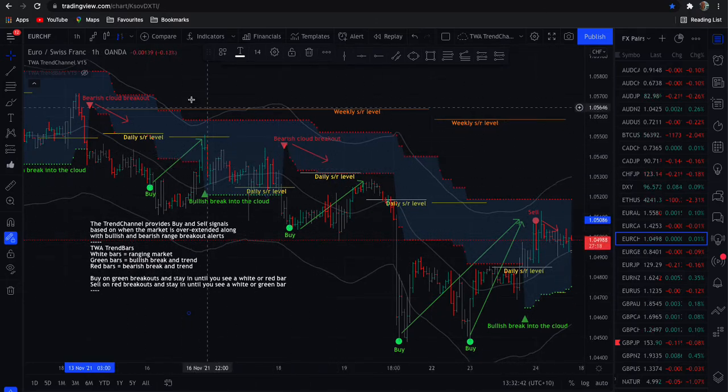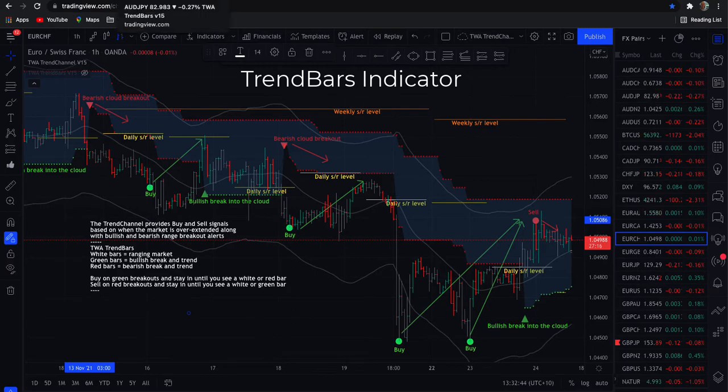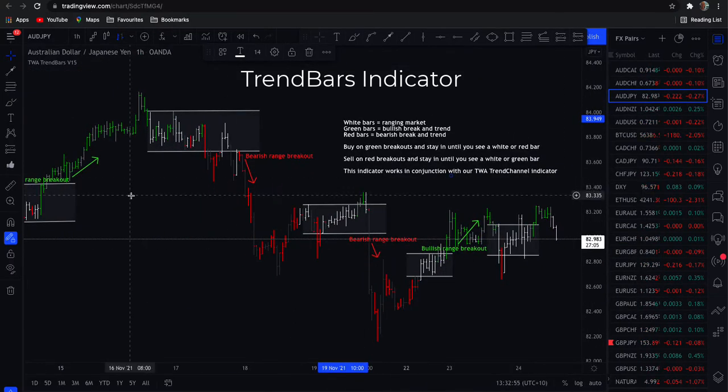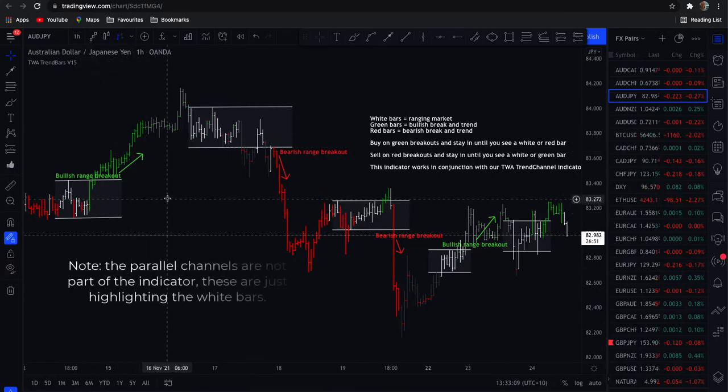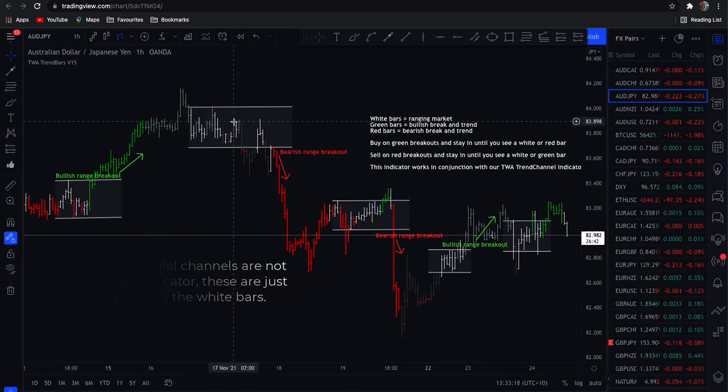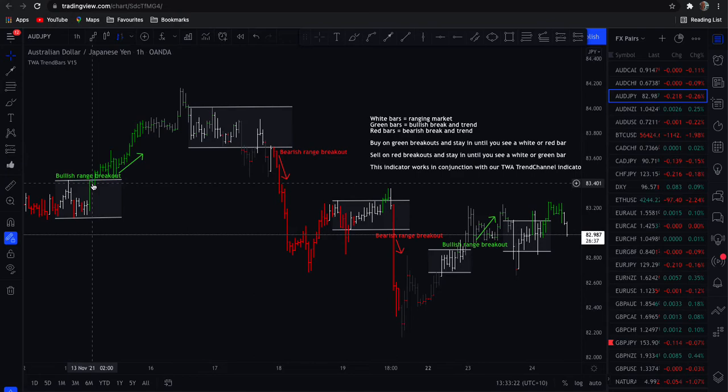So let's just have a quick look at the trend bars. I'll go over to another chart. This is what the trend bars look like on their own. Essentially, what this does is give us an indication of when the market might be ranging, hence these white colored bars, and it tells us when the market breaks out of a range.